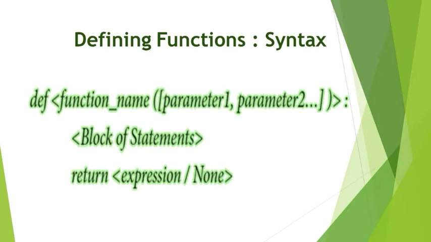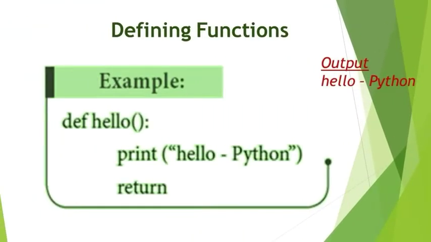But if you are not giving any expression in the return statement, it will return the result as None, okay? So now let's see an example of how to define a function. This is the example program. First write def. Next the function name is given, that is hello. And within the parentheses, no parameters or arguments are passed. See the colon. And within that function, a statement is given. That statement is print hello Python. And in the next line, a return statement is given.